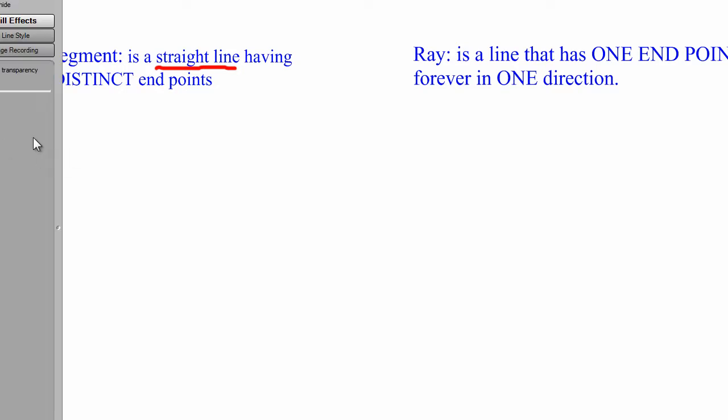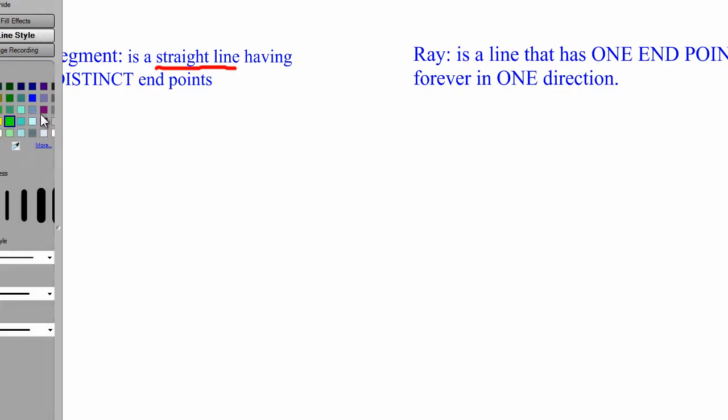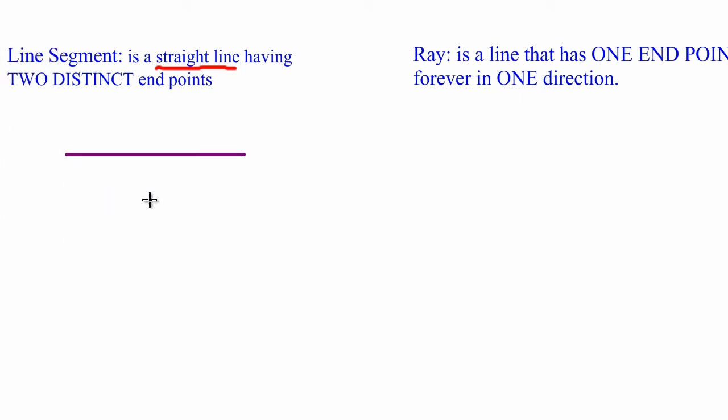Just let me change this color quickly, this is a nice color. So here is my line segment. If you notice now, when I'm dealing with my line segment, I don't have any arrowheads on the ends of my line segment. This simply means I have two distinct endpoints, meaning that my line segment would start here and it would end here. That's what I mean by two distinct endpoints. It has a starting point and then it has a finishing point.